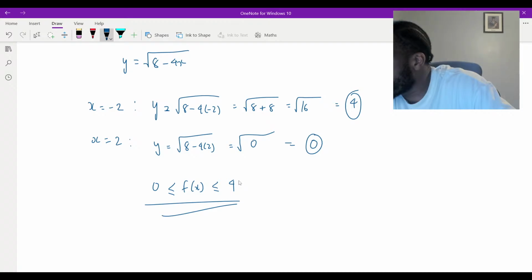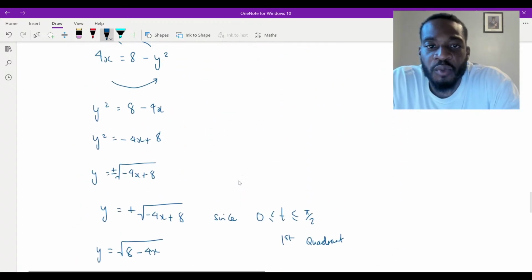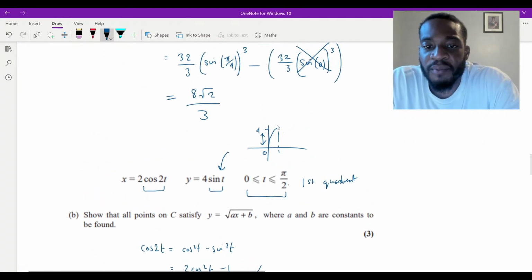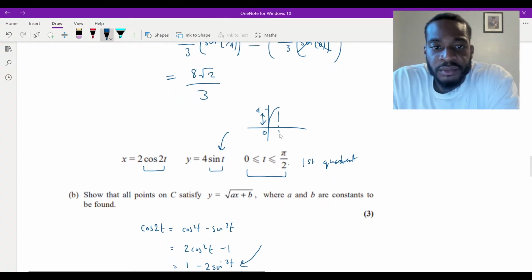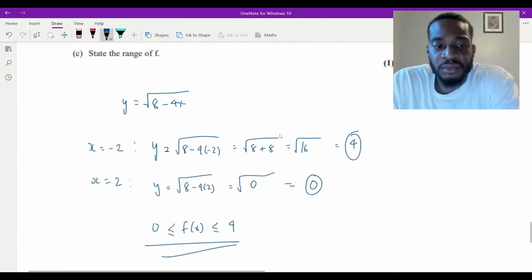Because when you look at it here, why couldn't it be minus 4? Because the graph, remember, parametrically is y equals 4 sine t. This is above the x-axis, so it has to have positive values. Good stuff. Cool.